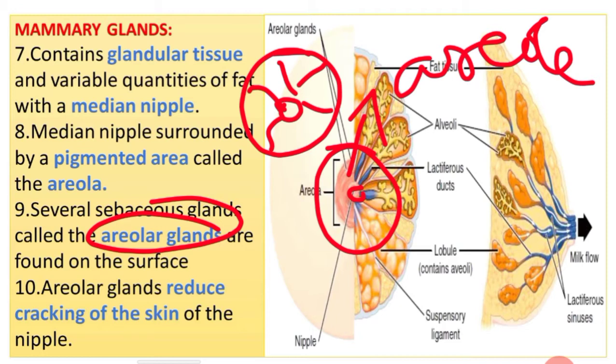What does it secrete? Sebum. What is the secretion of the areolar gland? It is actually sebum. What is the use of the secretion? Areolar gland secretions reduce the cracking of the skin of the nipple. Right? Its secretion prevents the nipple from cracking. Got it? Shall we recall it again?